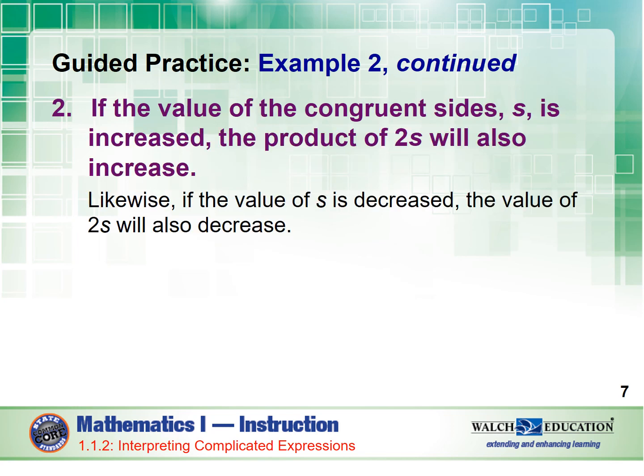All right, let's move along. If the value of the congruent sides s is increased, so if we increase s, let's say to 2, then that's going to be 4. If we increase it to 8, that'll be 16. So the product of 2s will also increase. So anytime we increase s, the whole product is going to increase.